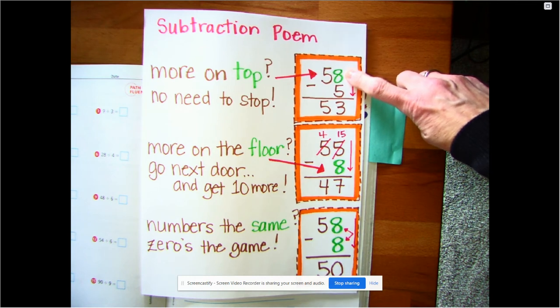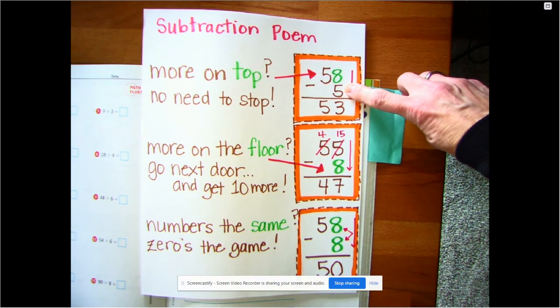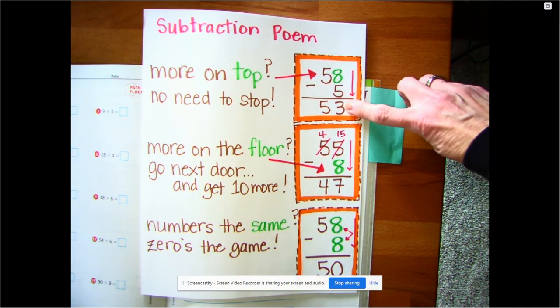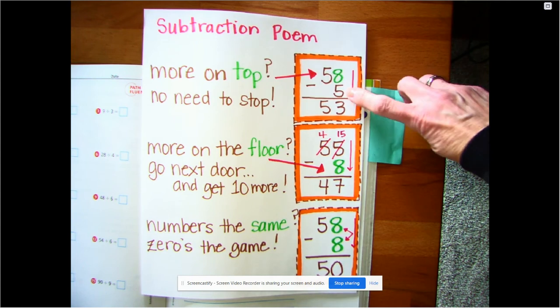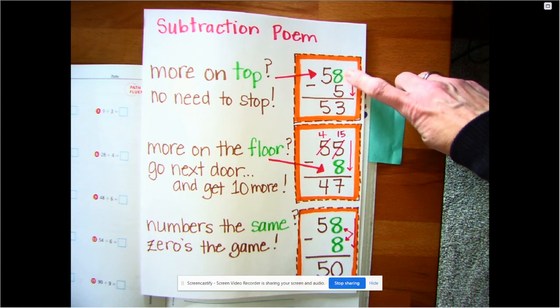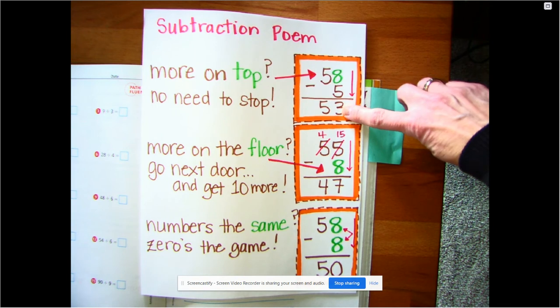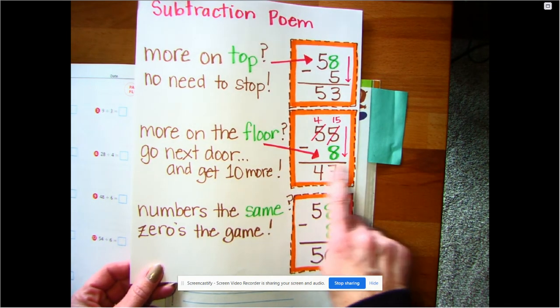Just do the problem. I have 8 ones. I can take away 5 because I have enough. So I'm just going to say 8 minus 5 is 3, right? Think about if I were to add these two numbers, 5 and 3, I would get the big number on top. Think about these as the partners. These are the add-ends. So when there's more on top, no need to stop. Just subtract down.